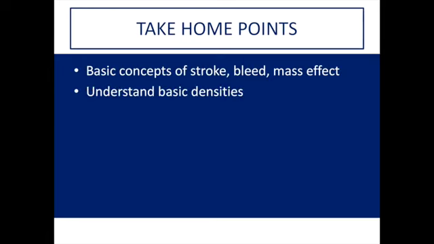Number 2, understand the basic densities. You don't need to know the numbers, just know that CSF is basically water, gray matter is slightly denser than white matter, and clotted blood is denser than everything else in the brain. If you understand the densities of the different ages of blood, it can really help you interpret scans accurately.